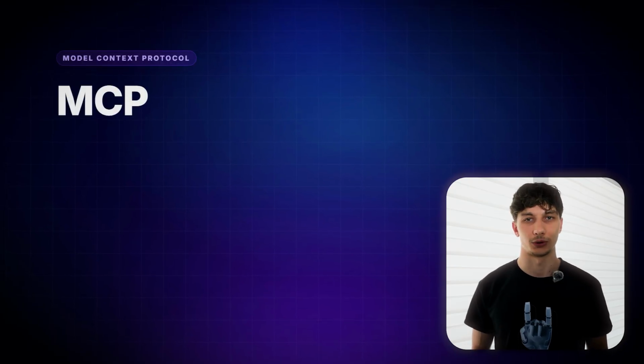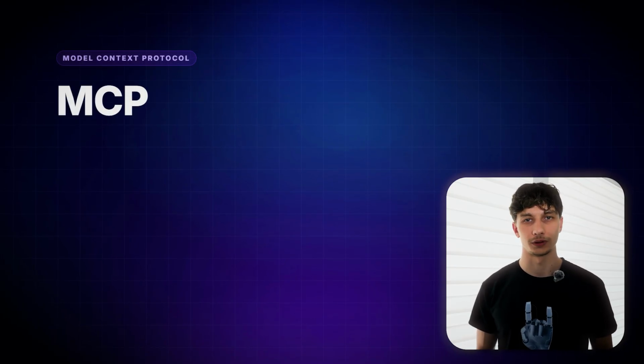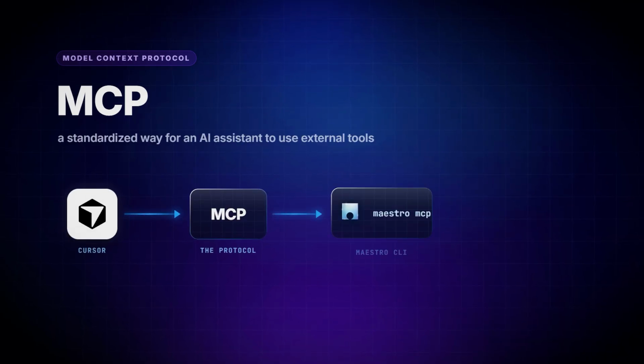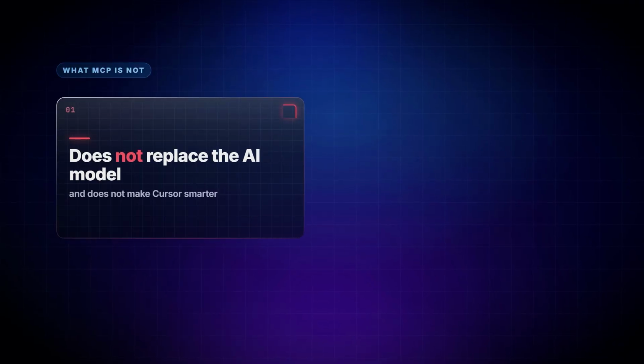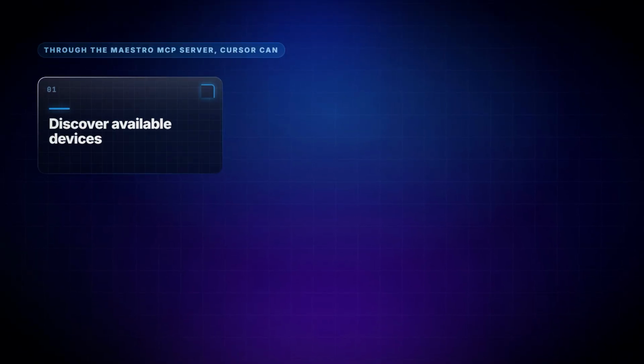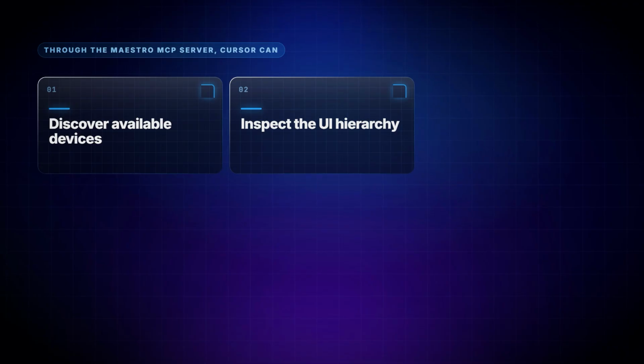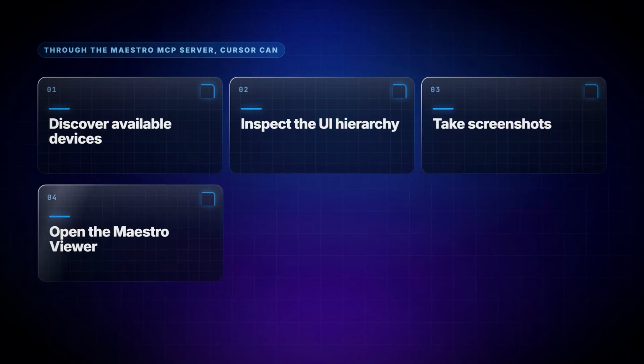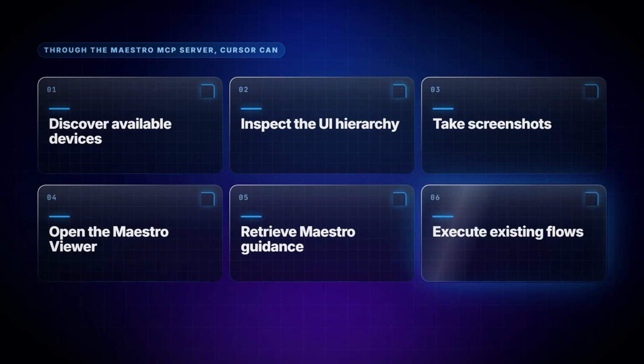This is where Maestro MCP becomes useful. MCP stands for Model Context Protocol, but the underlying idea is straightforward. It provides a standardized way for an AI assistant to use external tools. MCP does not replace the AI model, and it does not magically make Cursor more intelligent. Instead, it expands what Cursor can access and what it can do. Through the Maestro MCP server, Cursor can discover available devices, inspect the current UI hierarchy, take screenshots, open the Maestro viewer, retrieve Maestro guidance, and execute existing flows. The model stays the same. The difference is that it now has a direct, structured connection to the automation environment. Let's install it.